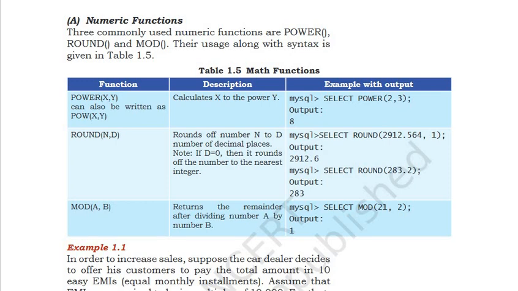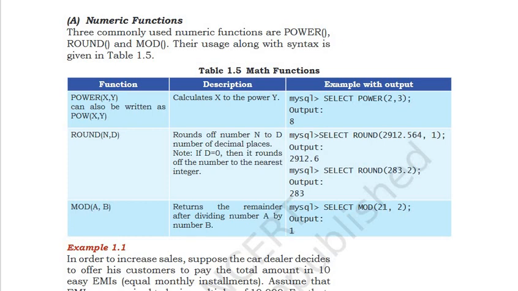Look at another example, round 283.2. The second parameter is missing here, comma d is missing. The number of decimal places is not specified. If it is not specified, it automatically takes it as 0, so it is 283.